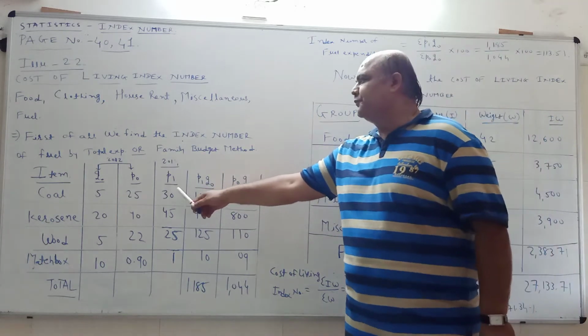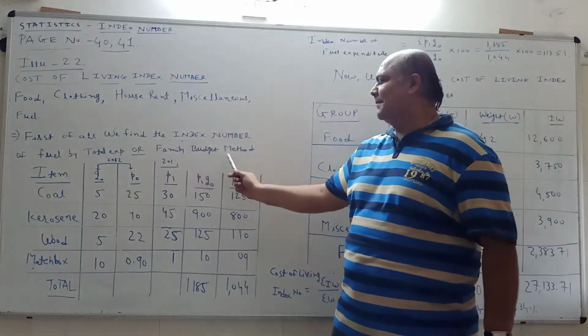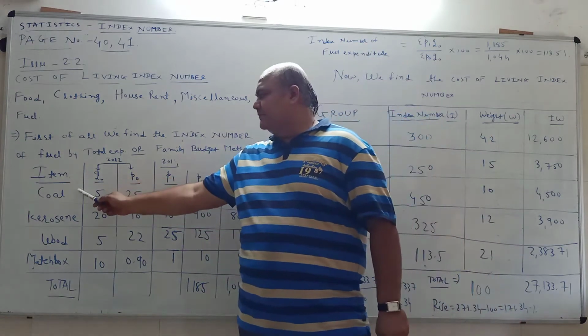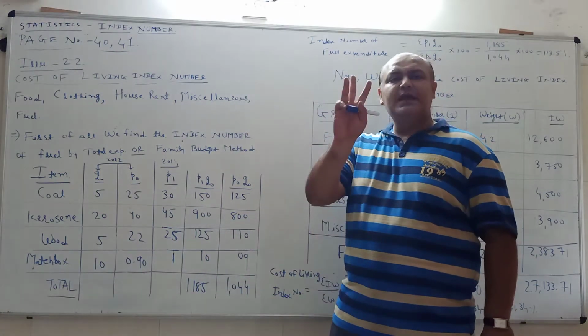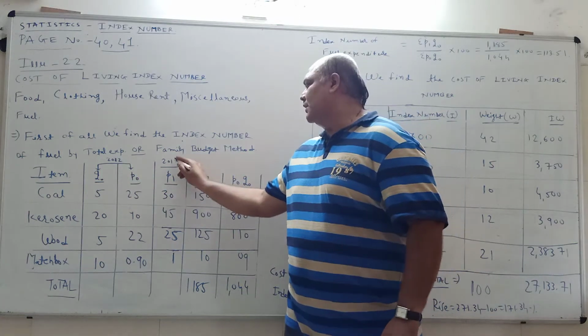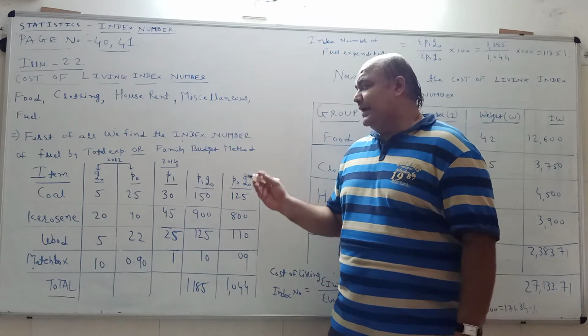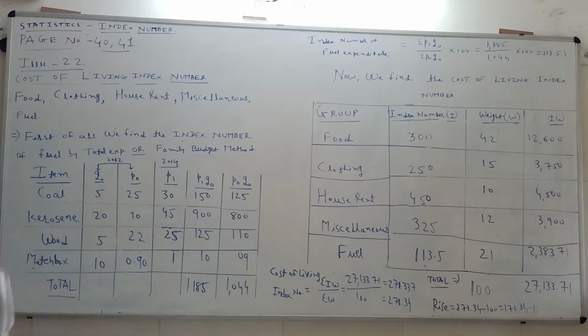Here is the sum before you. First of all, we find the index number of fuel by the total expenditure or family budget method. Items: coal, kerosene, wood, matchbox. They provide us 3 columns in the question. 2 years are given, 2012 and 2014. So we understand that 2012 is our base year and 2014 is our current year. So the 2012 quantity is called Q0.